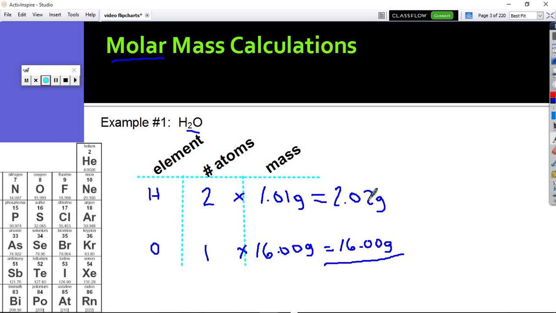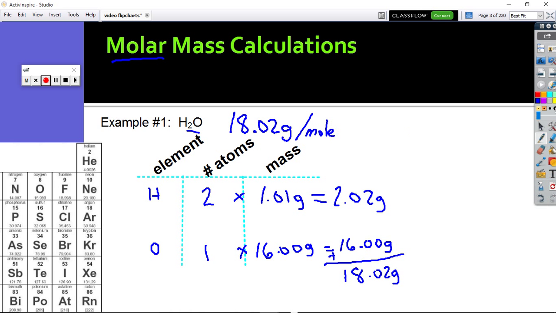If we add those together, we're going to find out the total mass of a mole of water. So once again, since we're dealing with molar mass here, our answer is going to be in terms of grams. And then to remind ourselves that we're doing moles and not molecules, we're going to say per mole. Let's try another one.